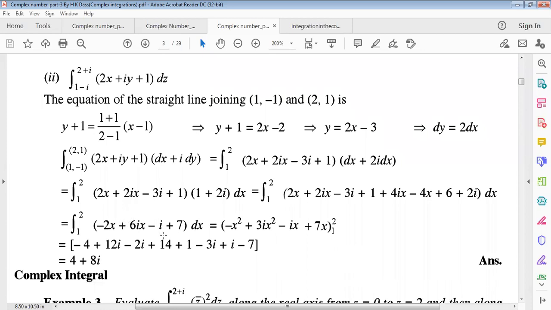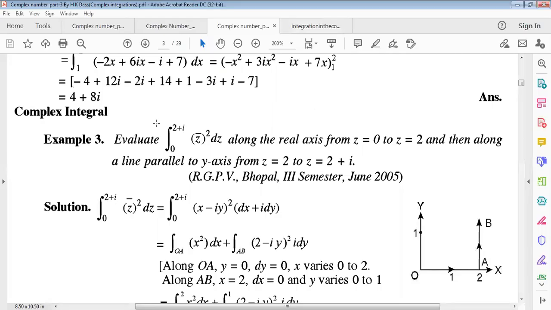Now real part and imaginary part. Then using the x to the power n formula, 2 plus 1 divided by 2 and 1 plus 1 divided by 2, that means x square by 2, this also x square by 2, and this only x and this only x. And the limit will be 1 to 2. Putting the upper limit x equals 2 in the whole expression, just replacing x by 2, minus replacing x by 1, putting upper limit minus lower limit, we get 4 plus 8i.